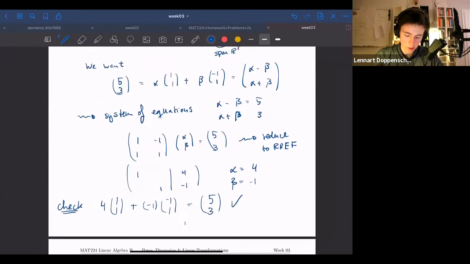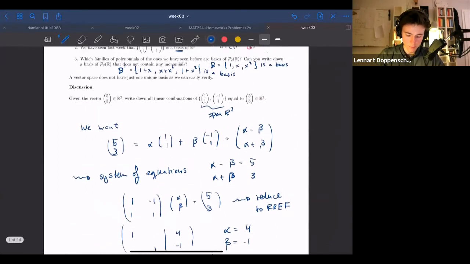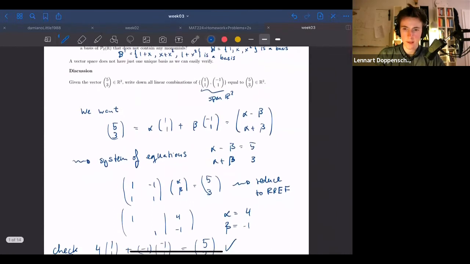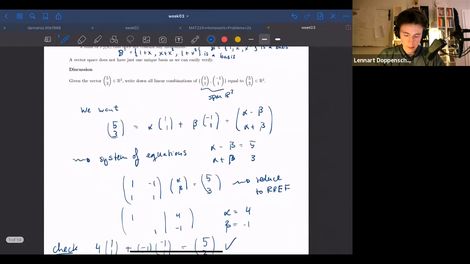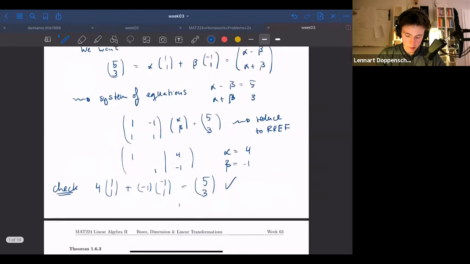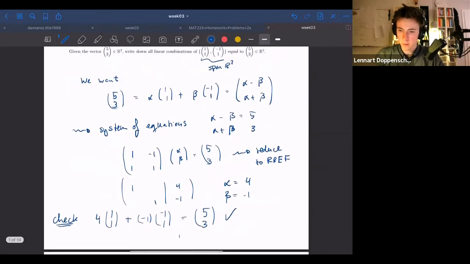Now, the other question here is, well, is this the only combination that we have? And there are different ways to answer this. And I believe that in the chat, the right answer was somewhere in there. It was the uniqueness theorem from just now that we reviewed at the beginning of the lecture.